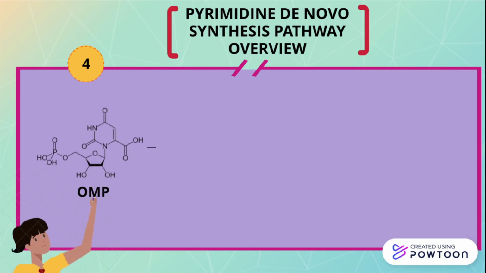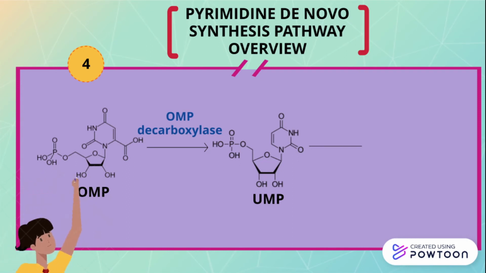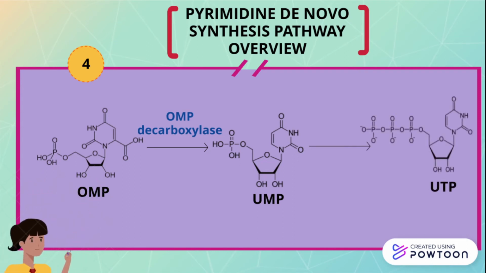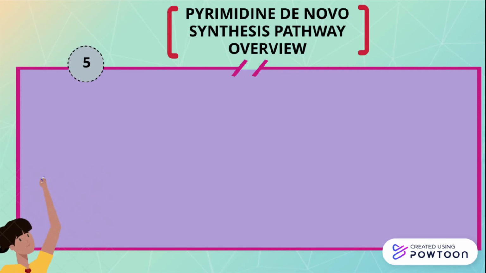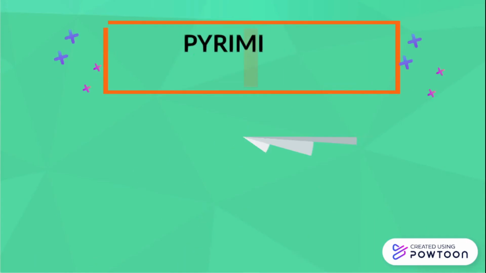The OMP is decarboxylated by OMP decarboxylase to form a major pyrimidine nucleotide that is a precursor to RNA, called uridylate. Then UMP is phosphorylated to form UTP. Subsequently, the UTP is converted to CTP with the addition of an amino group. This conversion of UTP to CTP is catalyzed by CTP synthetase.